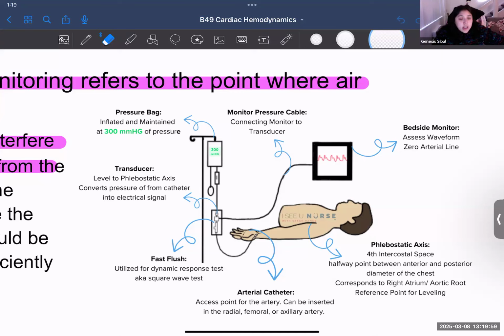If they're going to flush it, you can see it on the screen, the monitor, and the cable. The transducer is what converts the pressure into an electrical signal. The cable then sends that to the bedside monitor, and you can assess the waveform and zero the art line from there. And then we'll talk about other things in a second.